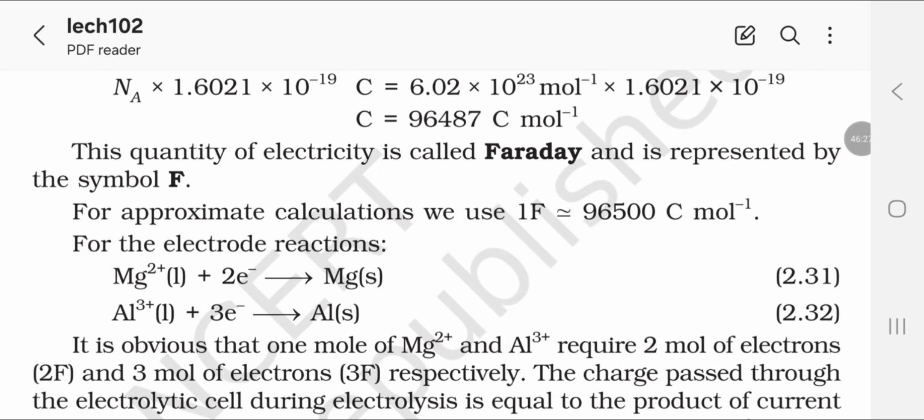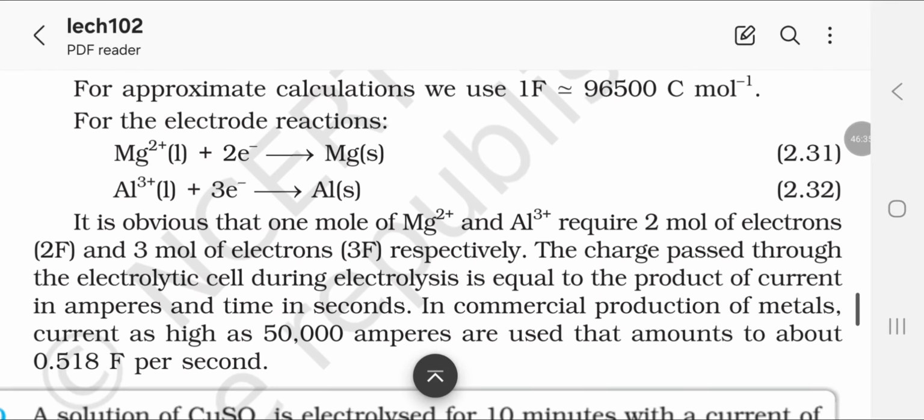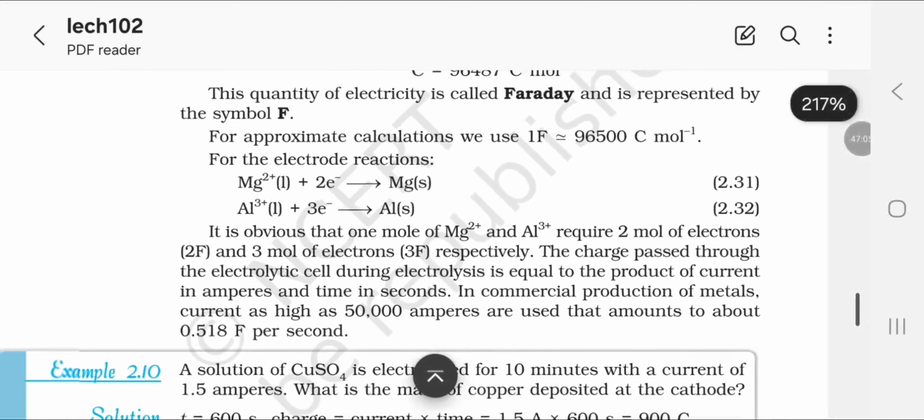For the electrode reactions Mg2+ + 2e- gives Mg solid, and Al3+ + 3e- gives Al solid, it is obvious that 1 mole of Mg2+ and Al3+ require 2 moles of electrons and 3 moles of electrons respectively. The charge passed through the electrolytic cell during electrolysis is equal to the product of current in amperes and the time in seconds. In commercial production of metals, currents as high as 50,000 amperes are used, that amounts to about 0.518 Faraday per second.